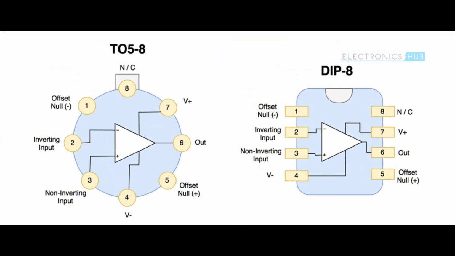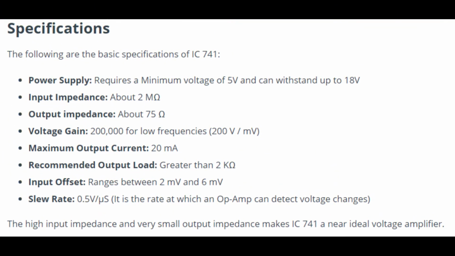This figure illustrates the pin configuration and internal block diagram of the IC741 in 8-pin DIP and TO-58 metal can package. The first pin is offset null, second is inverting input, third is non-inverting input, number 4 is V negative. As for 5, offset null. Pin number 6 is output, 7 is V positive and 8 is N/C. These are the specifications of the IC741.